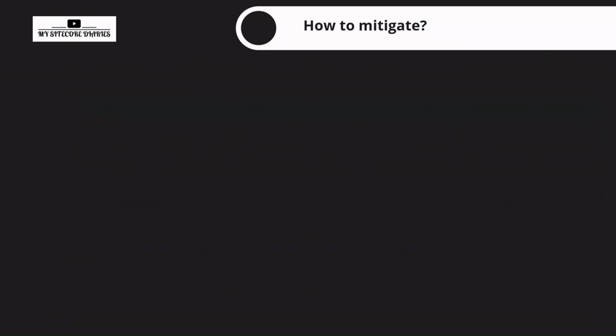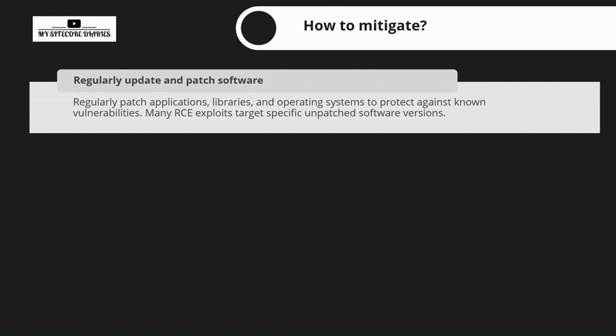Now, how to mitigate those? The main reason the 2017 issue occurred was the lack of regular updates and patches. If you have not updated your Windows system regularly, then it might happen. Regularly patch application libraries and the operating system to protect against known vulnerabilities. Many RCE attacks target specific unpatched software versions. So this is a common reason for many of the attacks, and you need to update your software and systems regularly.